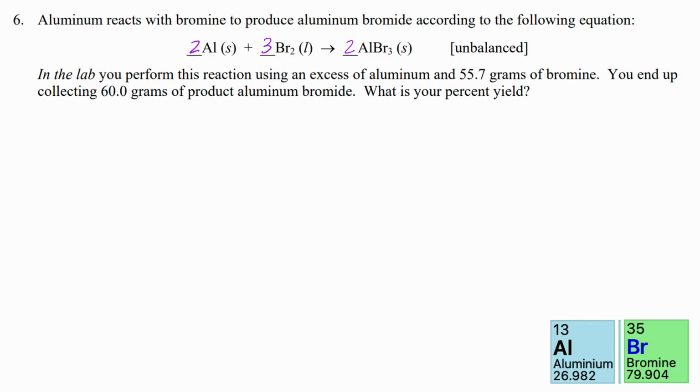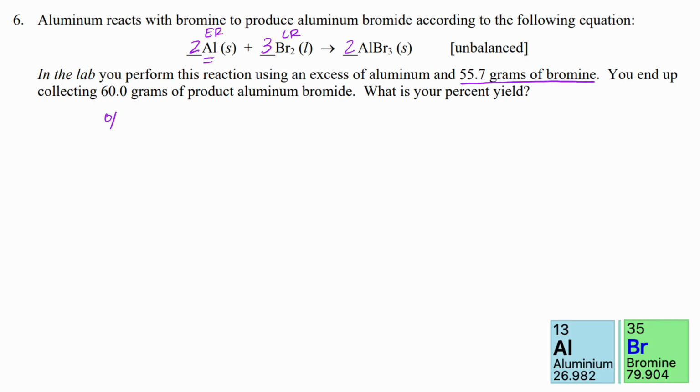So number 6 says, in the lab, you perform this reaction using an excess of aluminum and 55.7 grams of bromine. So that right there told us that aluminum is our excess reactant and bromine is our limiting reactant. So we were already given our amount of limiting reactant, so we're going to use that in our stoichiometry. The next part says you end up collecting 60 grams of product aluminum bromide. What is your percent yield?